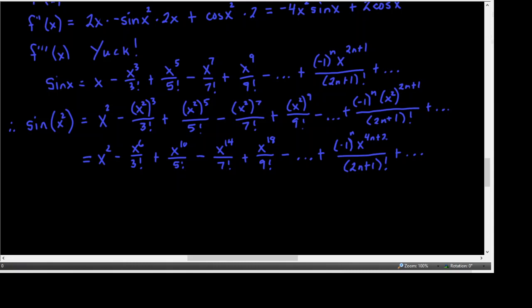By the time we were thinking about the third derivative of sine of x squared, we were already balking at that idea and saying, no, I don't want to do this. So let's do another example.